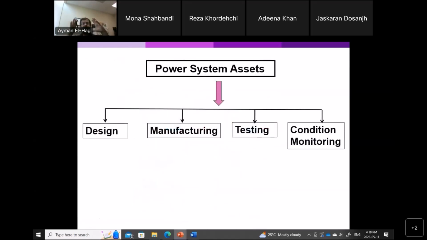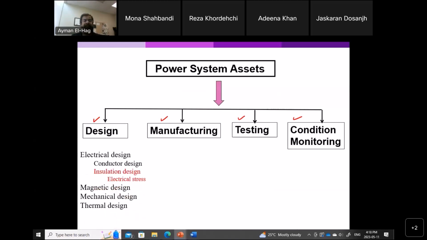So when you look at the asset, we start from the design of that asset, to the manufacturing, to the testing, and then the condition monitoring as you install it in the field. So high voltage engineering has to do with all these aspects, from the design until you install it and it starts to age in the field. When we talk about the design, there are different design parameters that you need to take care of when you design a power system asset.